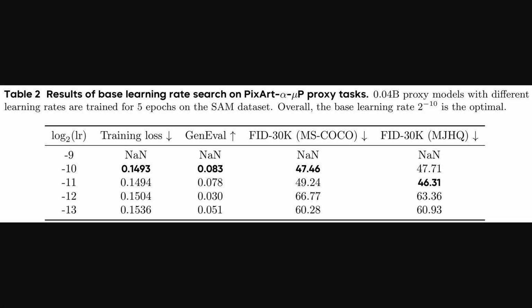Okay, now Table 2 shifts our focus slightly to another model, PixArt-α, but it really reinforces the same core idea we've been discussing. This table shows the results of a base learning rate search using maximal update parametrization on smaller proxy tasks for PixArt-α. We see different learning rates listed as their log base 2 values, and the corresponding metrics like training loss, GenEval, which is a general evaluation score where higher is better, and Fréchet inception distance scores on 2 different datasets. The key takeaway is that a learning rate of 2 to the power of minus 10 consistently emerges as the optimal choice here.